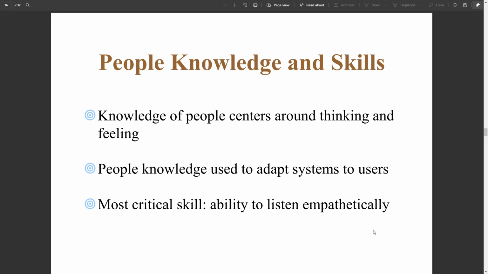Okay? And this is the most critical skill, is your ability to listen empathetically. Yun yung pinaka-importante. Wala kang magagawang magandang sistema kung hindi ka marunong makinig. Okay? So, where are we basing our whole systems? By basically the people who actually do the jobs daily. Okay? And we must have the ability to listen to them.